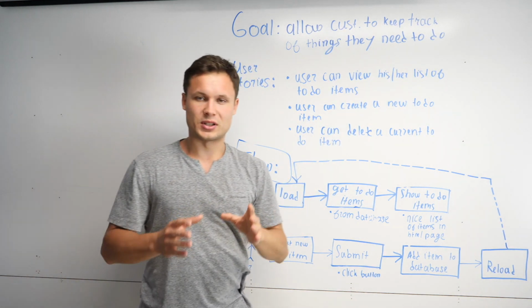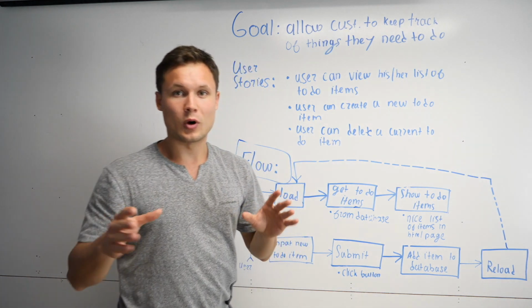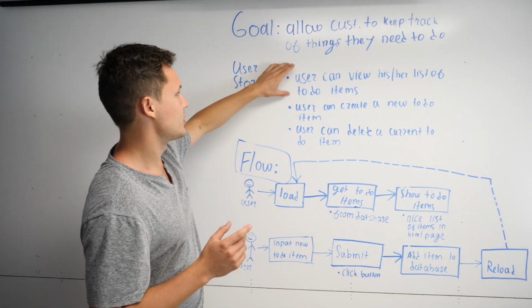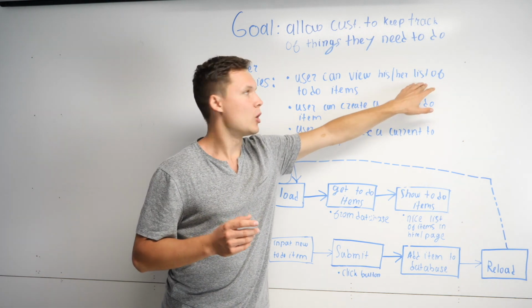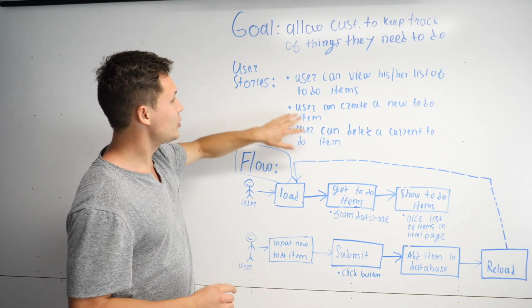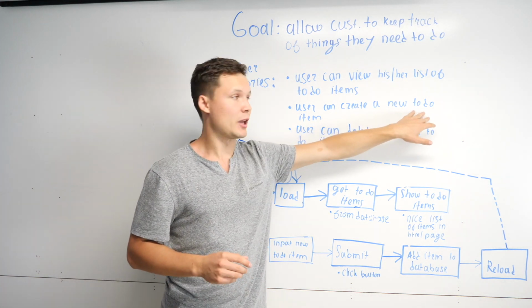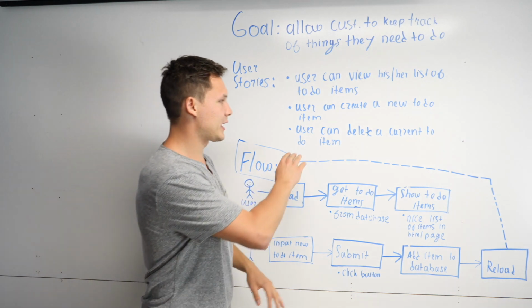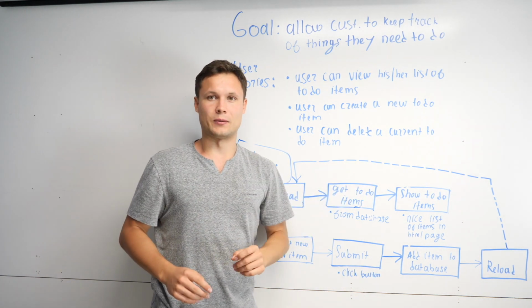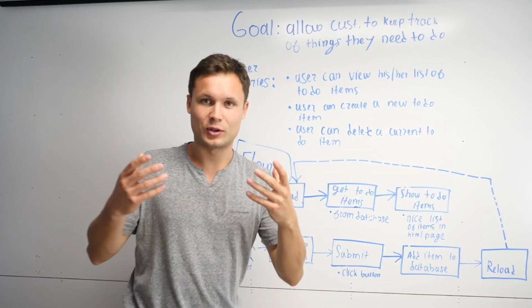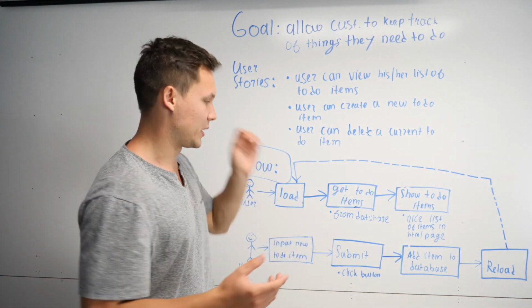The user story is what users can do on the application functionality-wise. So the first thing is a user can view his or her list of to-do items. That's number one. Number two is a user can create a new to-do item. And the third one is a user can delete a current to-do item. And so these three functionalities will tell us what we have to write in terms of code, right?